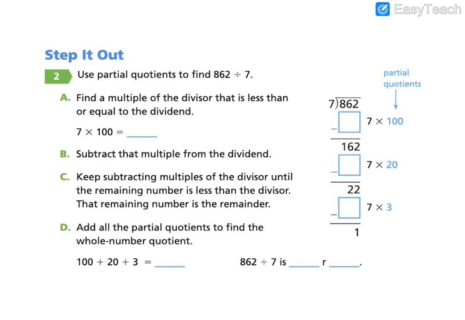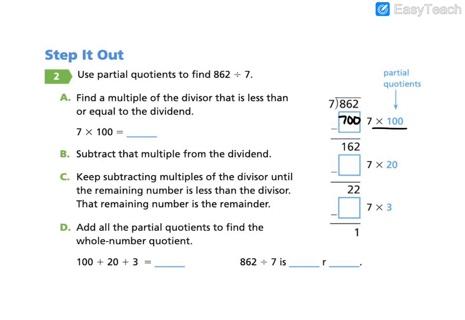Right, so now we're going to show partial quotients in a different way. This looks a lot more like the standard algorithm when we're doing division. So we'll use partial quotients to divide. Letter A, find a multiple of the divisor that is less than or equal to the dividend. So we see the dividend is 862. We're trying to think of what is a multiple of 7 that's close to this number. It gave us our hint right over here. Okay? What's close to 862 that's a multiple of 7? 700 is.